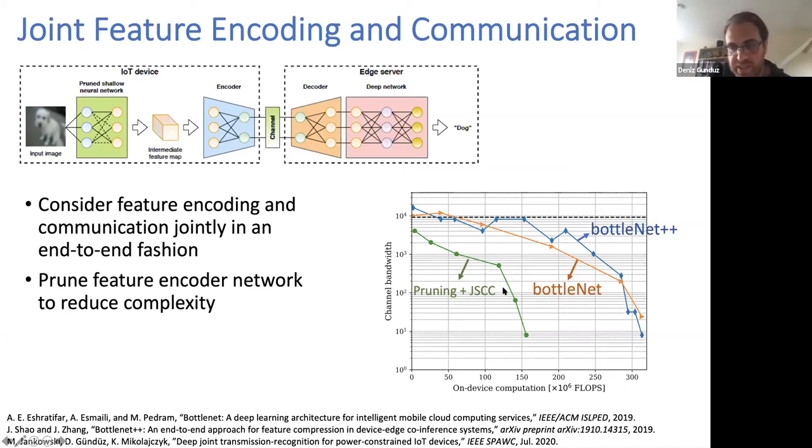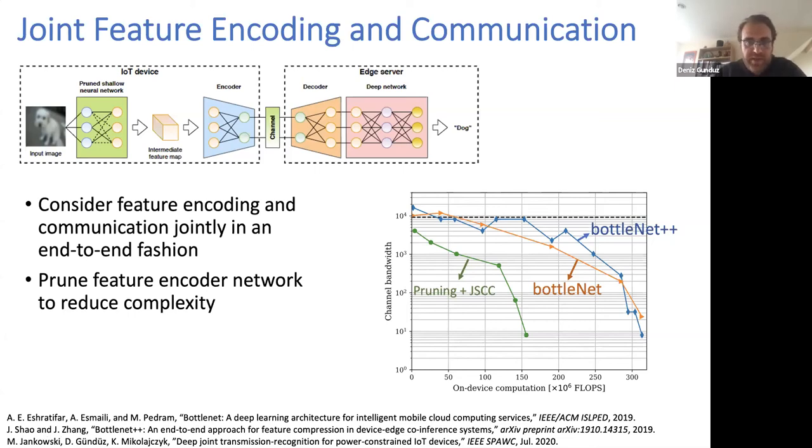So the two examples. The bottleneck is the one that just uses some compression scheme and sends the compressed information after running a few layers. The other one used actually our deep JSCC scheme, but now on top of that we are using pruning, and we can see that basically we have huge amounts of gains. If you look at on-device computation and the required channel bandwidth for a target accuracy level, we can really reduce the required bandwidth by orders of magnitude with very low on-device computation requirements.